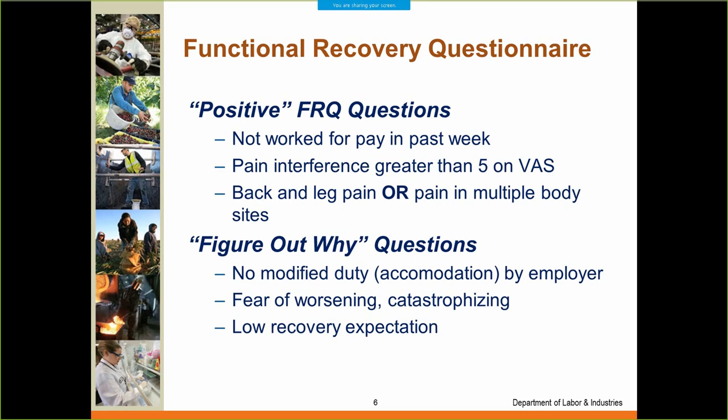The other thing, the last question, has to do with low recovery expectations. If the worker early on in their case thinks it's so bad that they may never get better, that's a figure out why question. And all of these last three things are things that the attending provider can do or can start addressing to try and deal with this stuff early on.